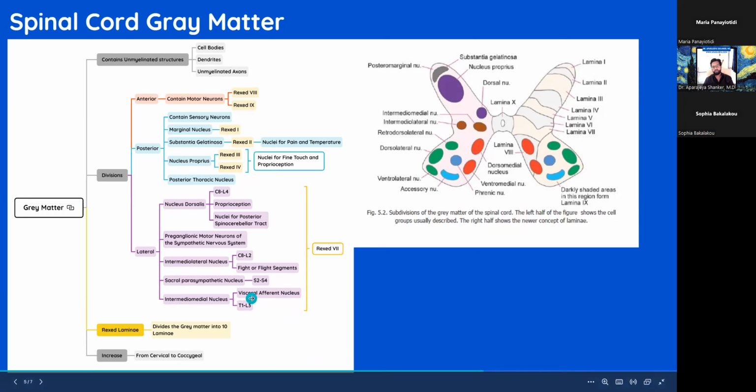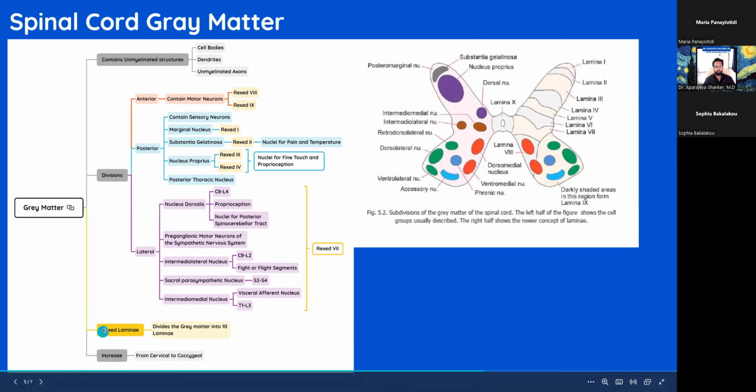And these are all visceral afferent nuclei, which means that they are carrying information from the body, like T1 to L3, and taking it up to the brain. They act as a relay point. They act as the nuclei. So this is where the incoming neuron synapses.